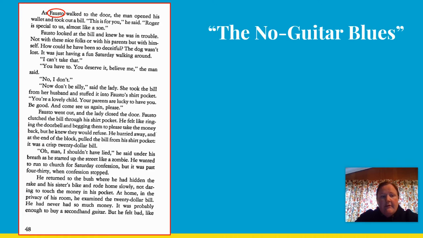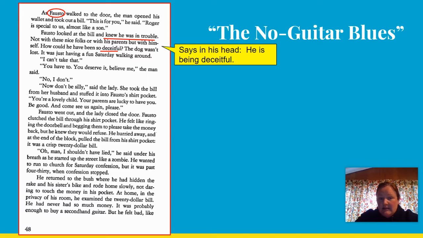Second paragraph. "Fausto looked at the bill and knew he was in trouble. Not with these nice folks or with his parents, but with himself. How could he have been so deceitful? The dog wasn't lost. It was just having a fun Saturday walking around." So he says in his head that he is being deceitful. He knows he's in trouble, not with anybody but himself, because he's being deceitful.